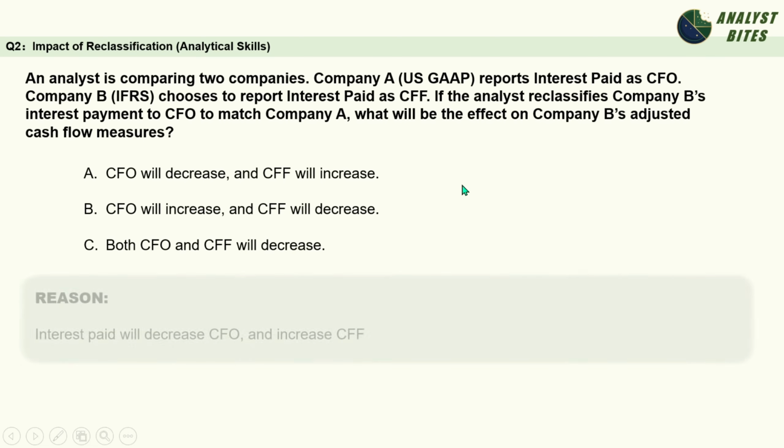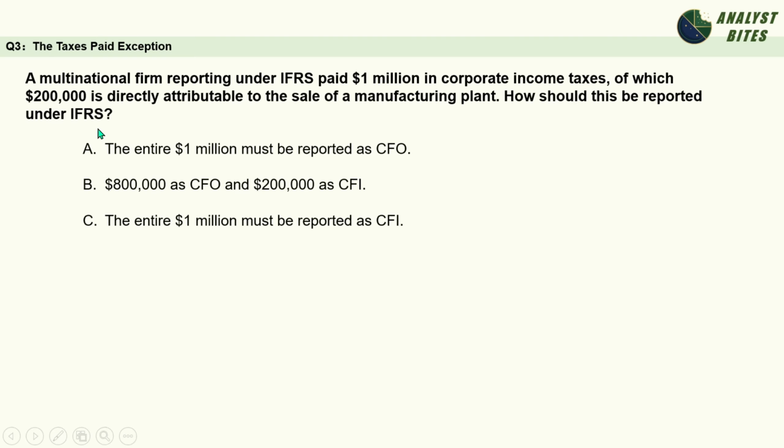When we remove this outflow from CFF, there is less money being deducted, so the net CFF increases. But when we add this outflow to CFO, it's an extra deduction, so the net CFO decreases. And that's why the answer is A. Key takeaway here, always look at the final net amount, not just the volume of transactions in that category. Let's move on to the next one.